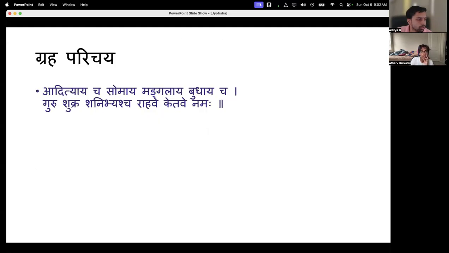Okay. So next, Shatar, this is for you. You need to be able to list all the Navagrahas. So this particular sloka gives us the names of all the Navagrahas. Adityaya cha Somaya, Mangalaya cha Budhaya cha, Guru Shukra Shanibhyascha, Rahave Ketave Namaha. Can you tell me the names of the grahas in this?